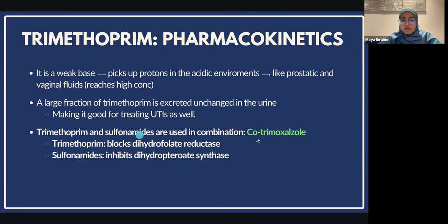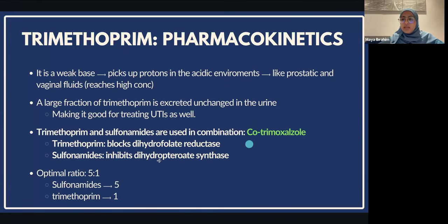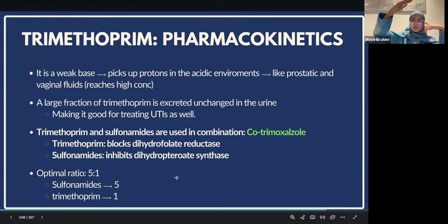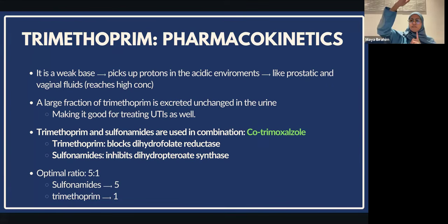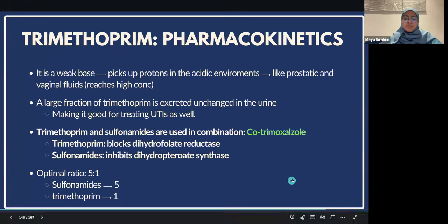Trimethoprim and sulfonamides are used in combination. So it's like the best of both worlds. I'll inhibit an earlier stage, you inhibit a later stage. I'll inhibit dihydropteroate synthase, you inhibit dihydrofolate reductase. And the optimal ratio is 5:1: sulfonamides 5, trimethoprim 1. How I remember it is that it's a later stage, so we still didn't get to the final stage, the number 1 stage. So just remember it like this: sulfonamides up here, trimethoprim there.